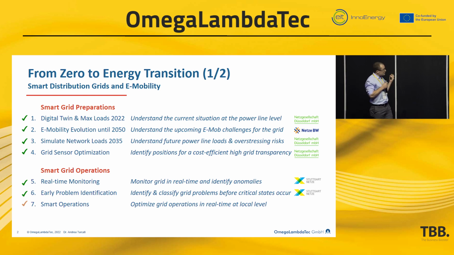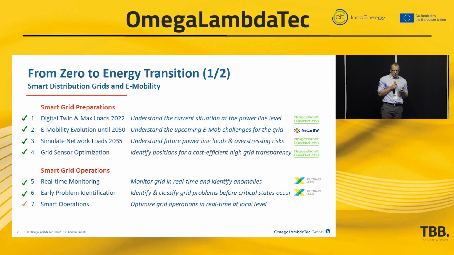In red, you can see the main topics that we identified: smart grid preparation and smart grid operations. On the left, in green with the tick marks, we are identifying solutions that are already in production, while in orange, we have the prototypes. The text describes the task that we have at hand, the problem that we have, and the solution that we present. And on the right, you can see the references where these solutions are actually running.